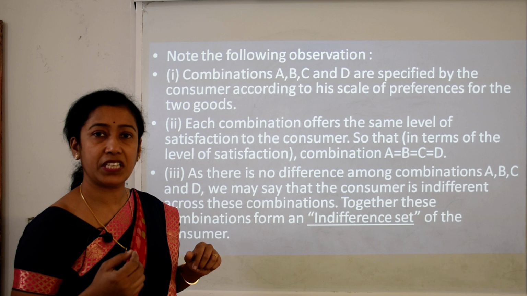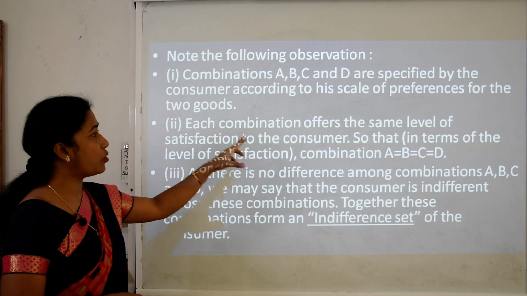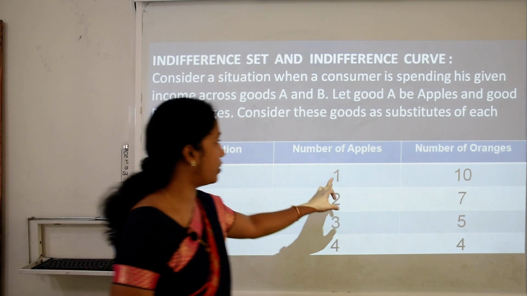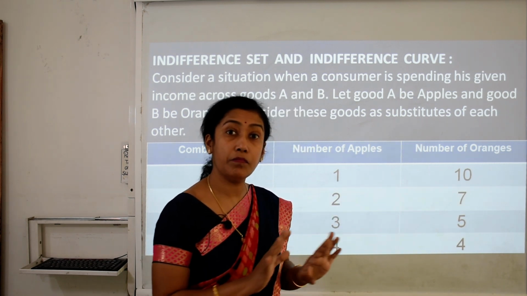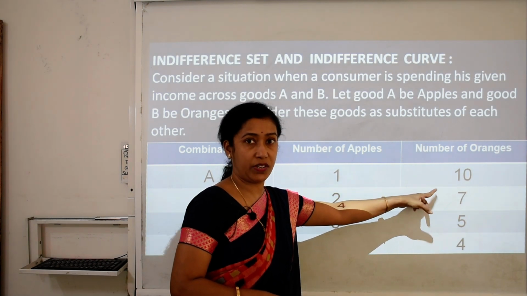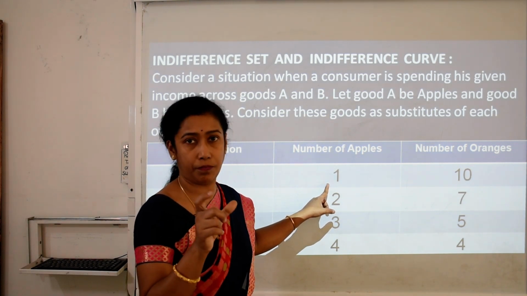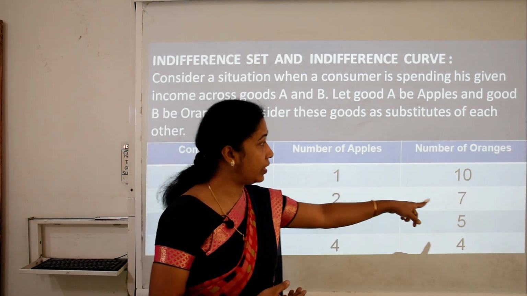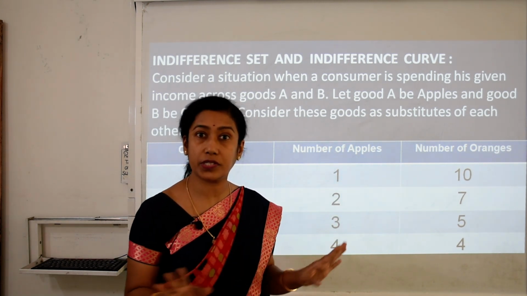That means those points A, B, C, D are just the names which we have assigned for the scale of preferences. Each combination offers the same level of satisfaction: 1 apple and 10 oranges, 2 apples and 7 oranges, all the combinations are giving him equal satisfaction. That means his satisfaction from 10 oranges and his satisfaction from consuming 1 apple is the same. We need to assume this. And when he consumes 2 apples and 7 oranges, the satisfaction he gets from both the fruits is the same.